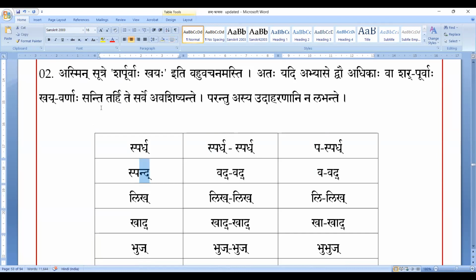Similarly, spand. Spand spand. Then the khay letter will remain, all the other letters will drop. And the khay letter should be shat purvaha khay. Therefore you will have paspand. It will be paspand. Similarly, skund. Skund skund, then kukund.